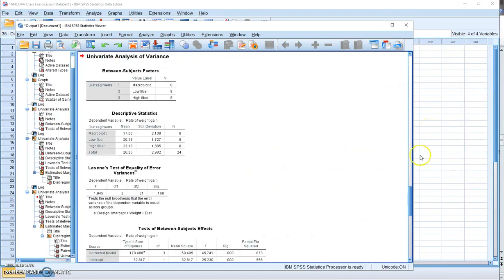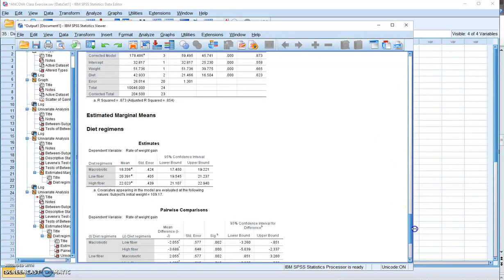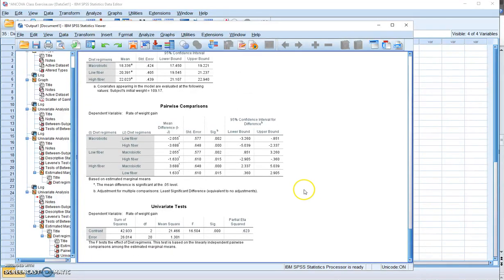You can see that in addition to the part of the output we already saw, you have a pairwise comparison that shows, if we use alpha equals 0.05, all three pairs of the means have significant differences. Macrobiotic versus low fiber have a significant difference in their rate of weight gain. The pair of macrobiotic versus high fiber also has a significant difference. And the last pair, low fiber versus high fiber, also has a significant difference in their rate of weight gain. So this is the end of our ANCOVA test in SPSS.